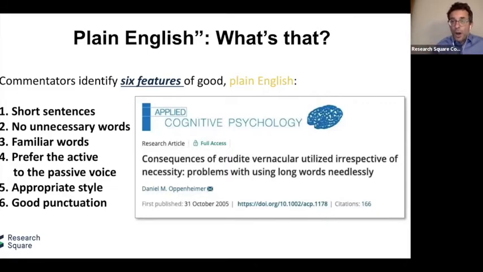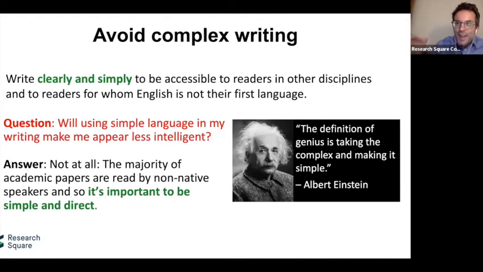Your readers are probably not going to be native speakers. Most of the people who read and engage and indeed write international academic articles these days are not native English speakers. So when people pick up your article and engage with it, you need to make sure that they can retain that information. As Einstein is thought to have said, the definition of genius is taking the complex and making it simple. Write clearly and simply to be accessible to readers in other languages and for whom English is not their first language.